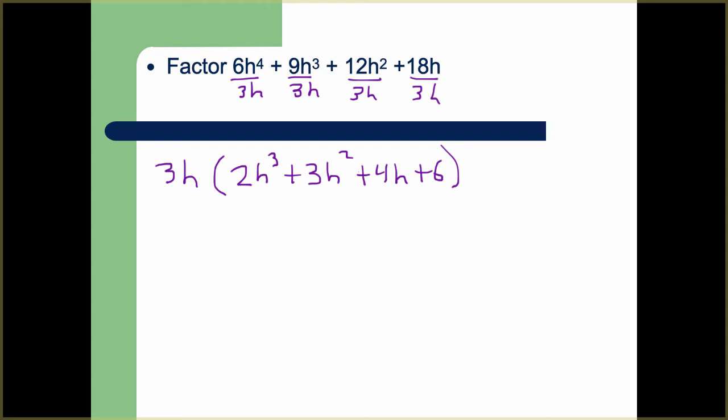Then we will group, because we still have a 4-term polynomial. Now we'll do our grouping. First two terms, last two terms. And when we do this, we now have 3h still, don't forget to bring it with.